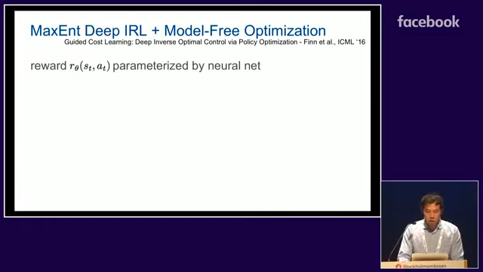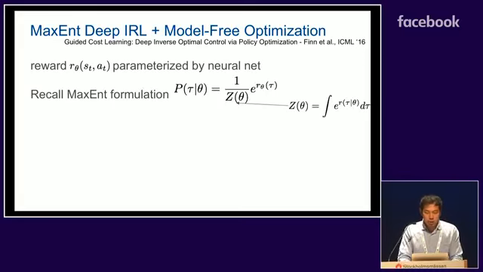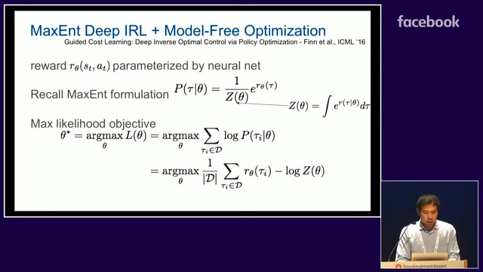Okay, so one generalization is the guided cost learning algorithm by Finn et al. in ICML 16. Here, the reward function is parameterized by a neural network. And we're going to start from the same maximum entropy formulation as before, except that now, as you will see, the partition function is going to be an issue. But in any case, we will still try to learn theta via maximum likelihood.